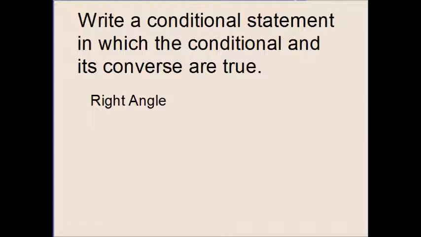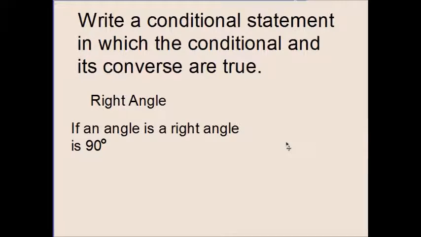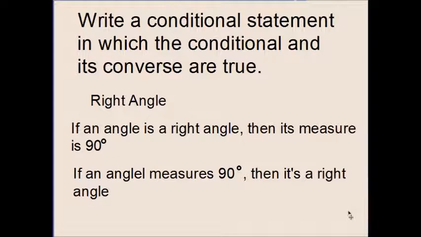Well, that's good. Let's try and write that as a conditional statement, an if-then statement. Here's what I'd have. If an angle is a right angle, then its measure is 90 degrees. Well, that's always true. Now let's flip it around and see what happens. Make sure it's always true. If an angle measures 90 degrees, then it's a right angle. Is that true? If it measures 90 degrees, then it's definitely a right angle? Yeah, absolutely.